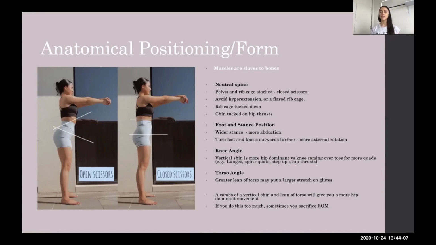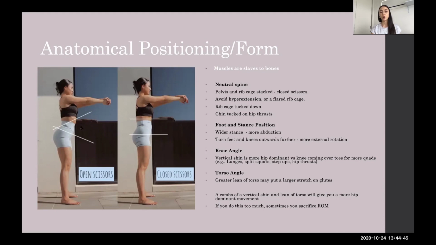So muscles are slaves to bones. So if you put your limbs in the position that you want your muscles to work, they will work. So a really important factor is having a neutral spine when you're lifting. So sometimes a neutral spine is a little bit hard to understand. So I like to use the open scissors and closed scissors analogy. So in the open scissors position, you can see that I've got that flared rib cage there. I've got an anterior pelvic tilt, so hyperextension through my lower back.